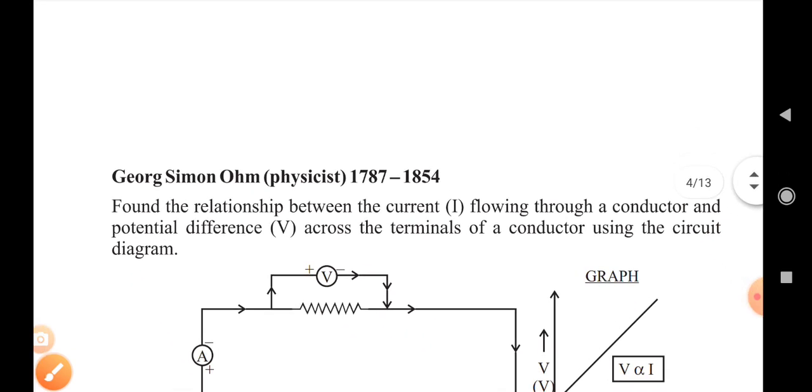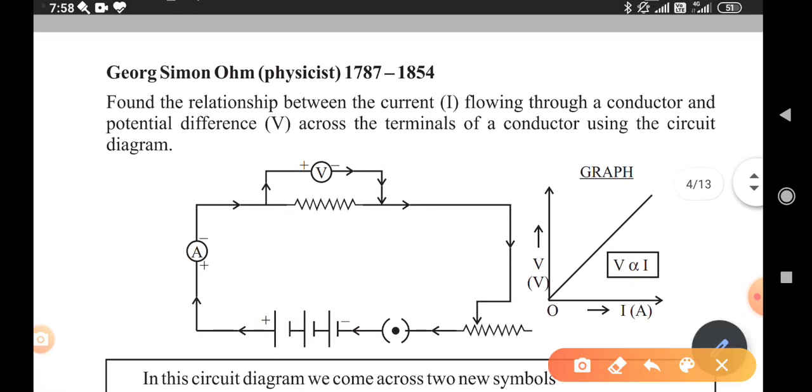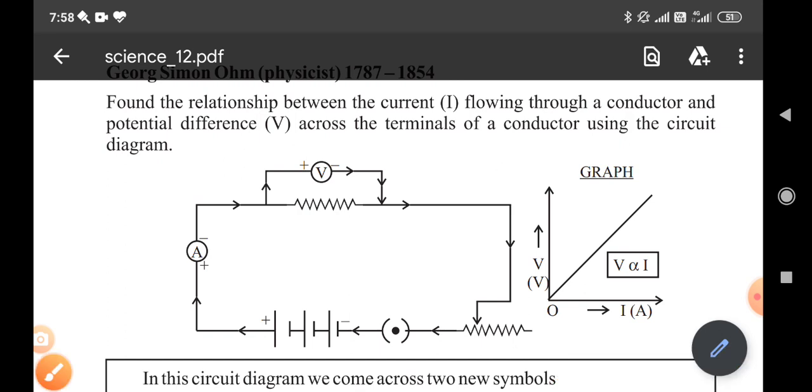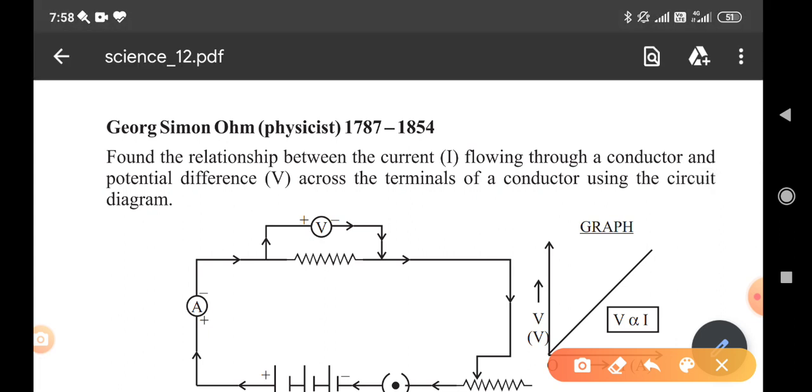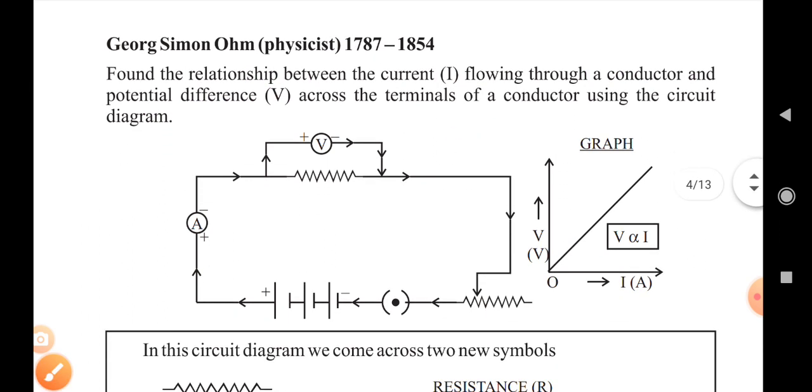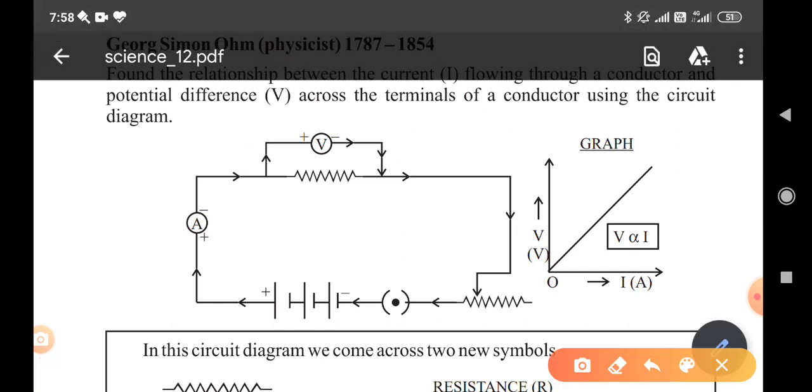Now, after this, let us come to know about a great physicist, George Simon Ohm. George Simon Ohm found the relationship between the current flowing through a conductor and potential difference V across the terminals of a conductor using this circuit diagram. Let us look at this diagram. It starts from the battery. There are 2 terminals, negative and positive, and this is a 3-cell battery.